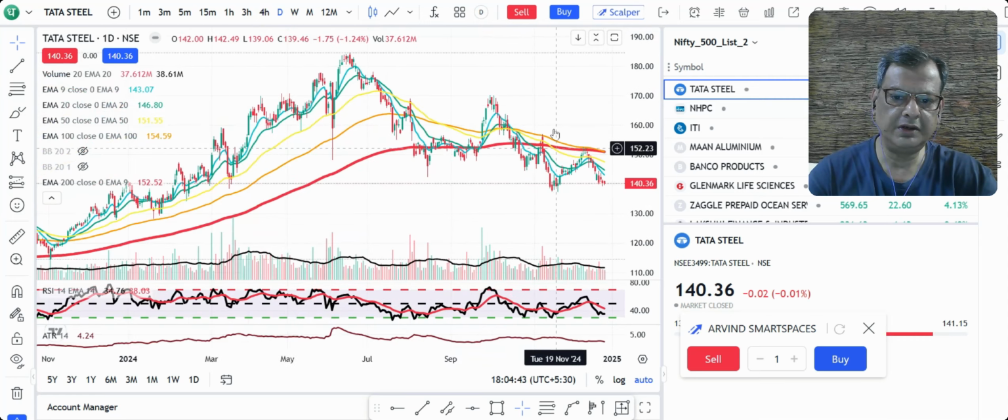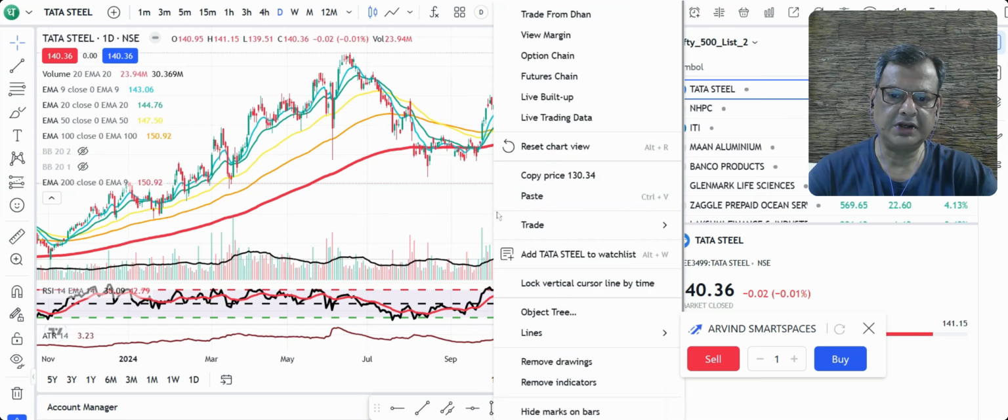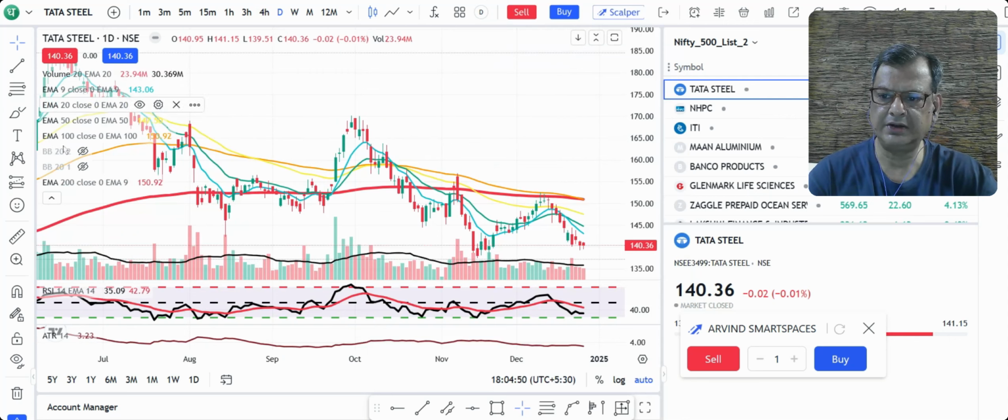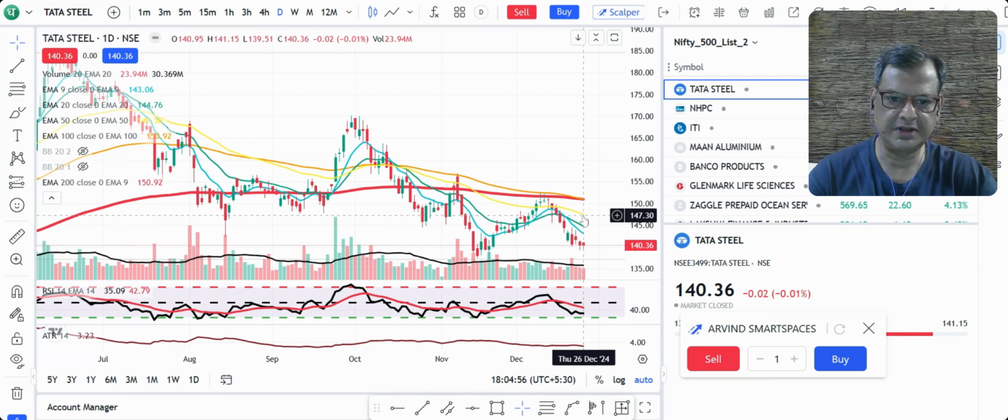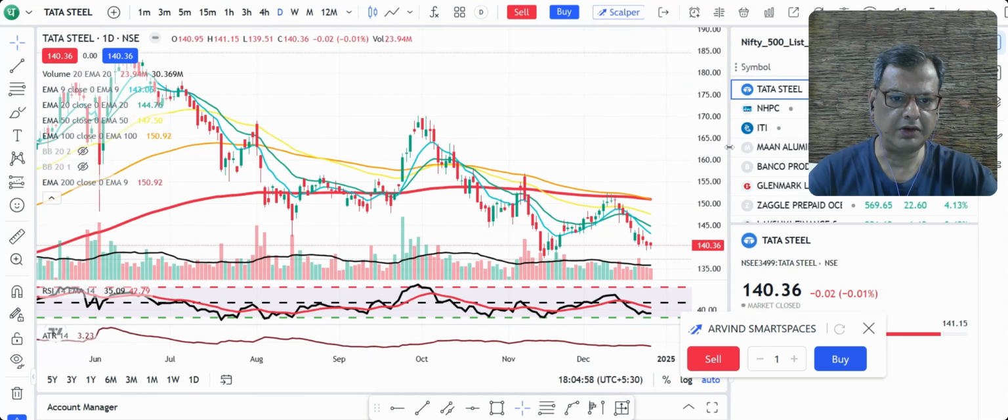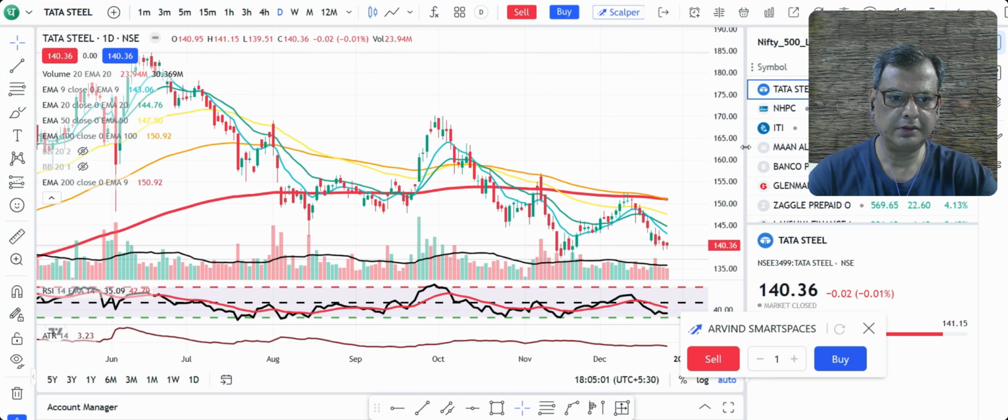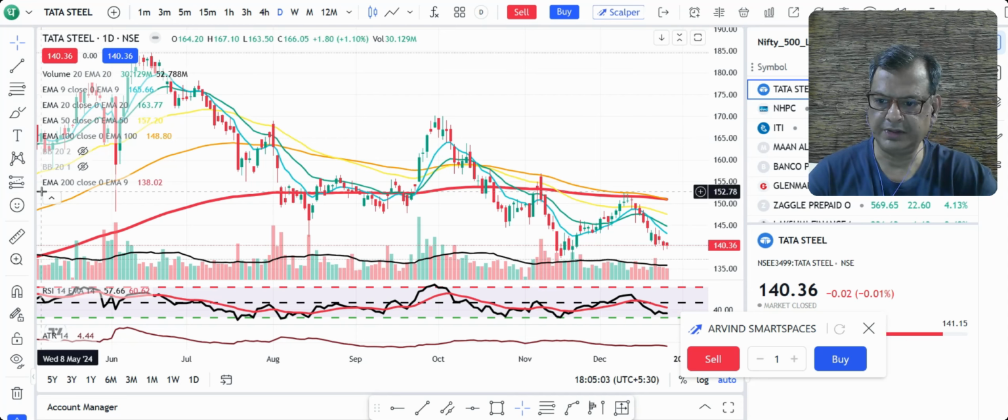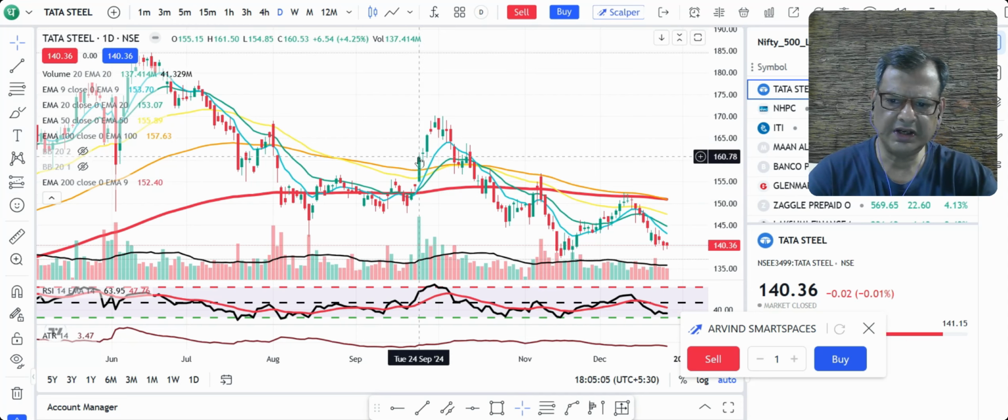Now I've zoomed in. Let me reset the chart. I reset it. And you see, we are here from June up to December. So we can see around 6 months here. We can reduce this a bit here, right? So we see a bit more. Now we get up to May.